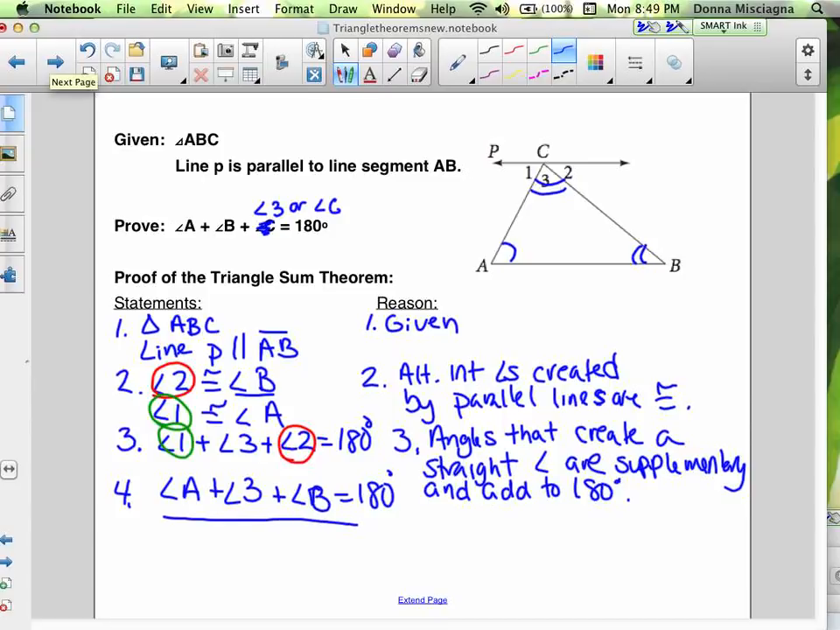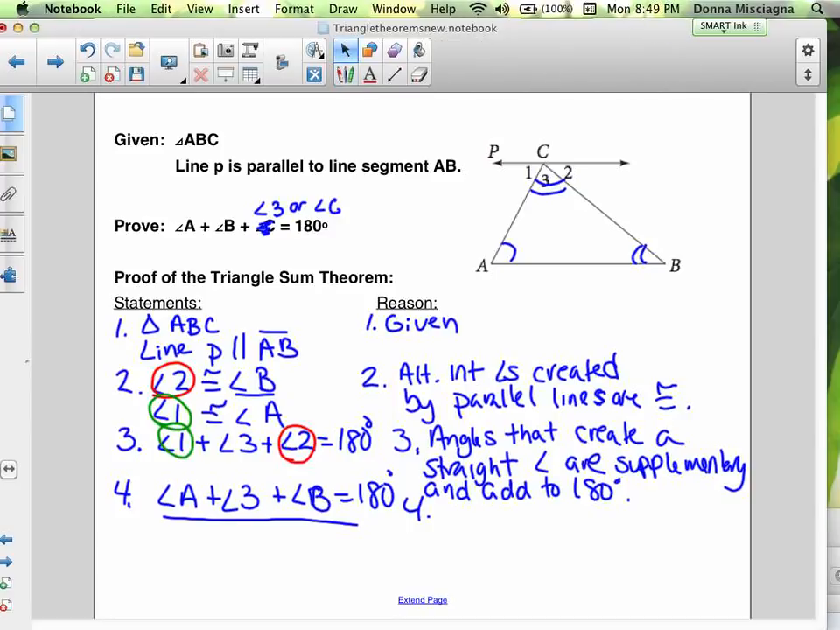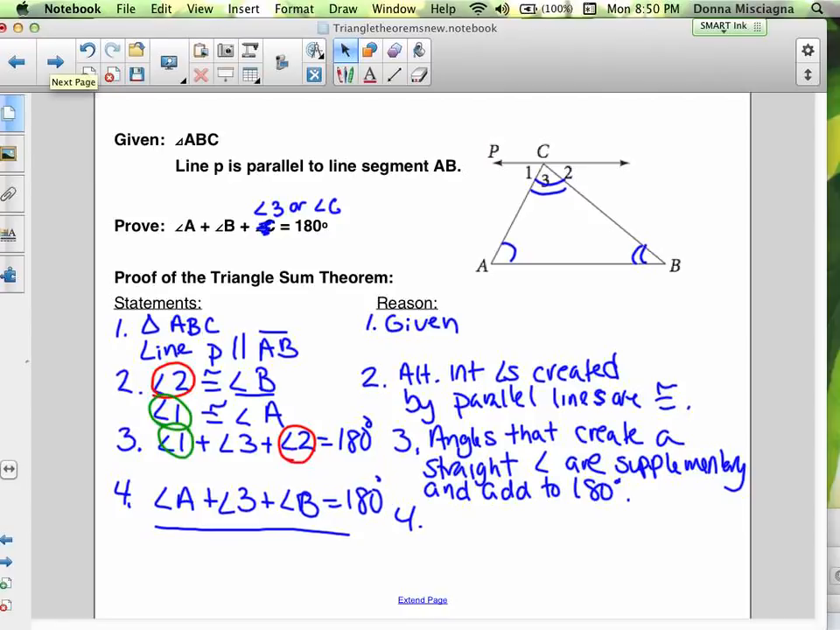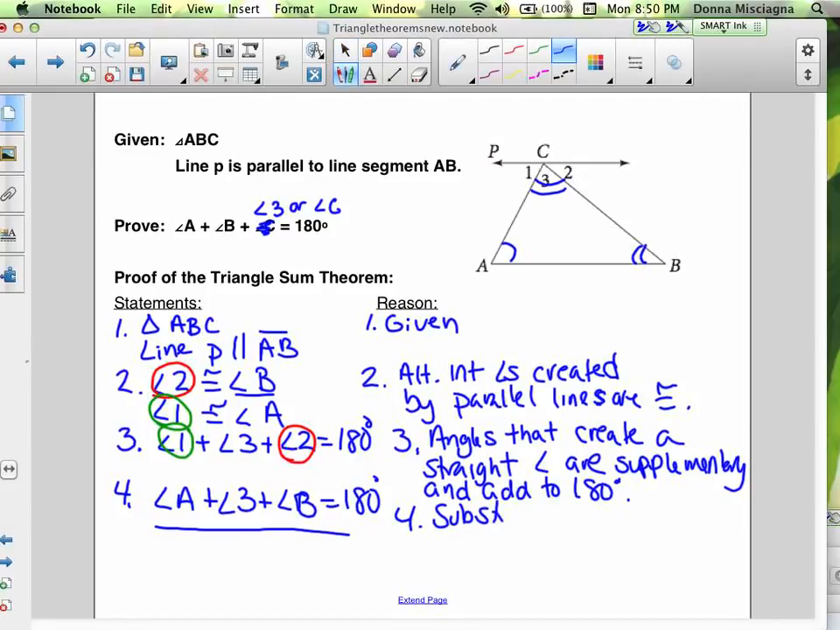Look at that, we proved it, except we got to add one more thing. We didn't say why I could say angle A plus angle 3 plus angle B equals 180 degrees. I hope you know the reason. I said the word replace, and another word for replace is substitute, and that was the substitution property. All right, so we simply replaced one angle with something it was equal to. And there we go, we proved it.